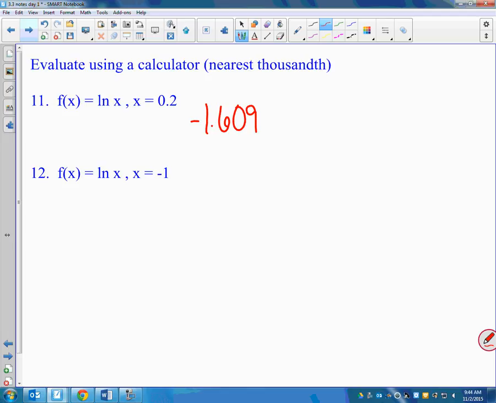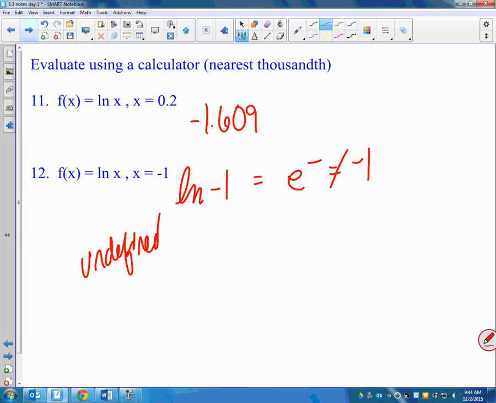And what happens on number 12? You can't do it. ln of negative 1 is like saying e to the what equals negative 1. It can never happen. So this is undefined. And again, that's going to show up on a test as a no calculator problem, but I wanted to do it with the calculator so you can see that it doesn't work. And again, it comes back to the whole graph of those.